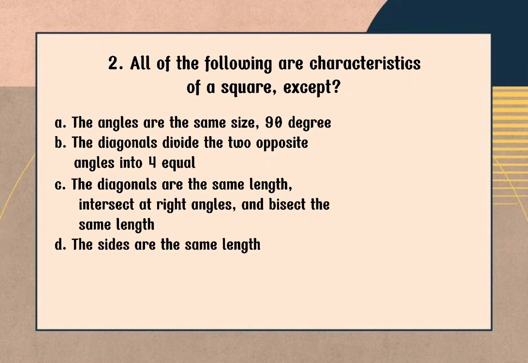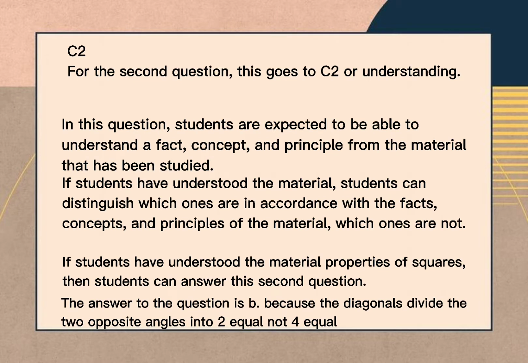Question number 2. All of the following are characteristics of a square except: A. The angles are the same size, 90 degrees. B. The diagonals divide the two opposite angles into 4 equal parts. C. The diagonals are the same length, intersect at right angles, and bisect each other. D. The sides are the same length.